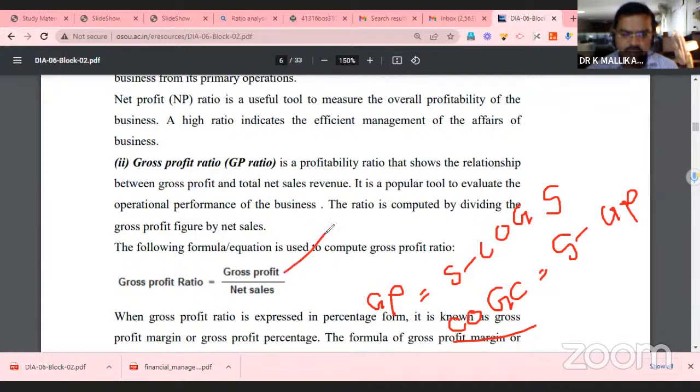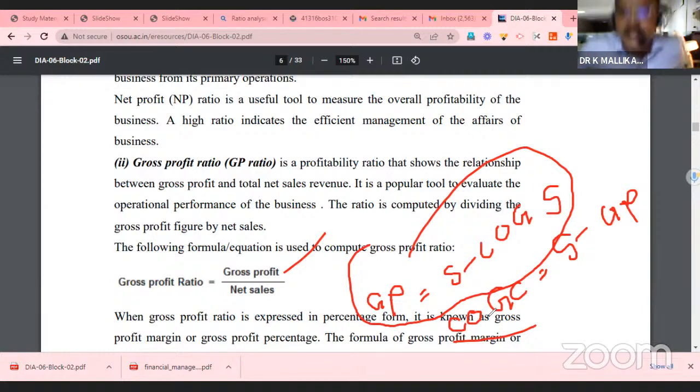First, you need to calculate gross profit. How are you going to calculate gross profit? Sales minus cost of goods sold. Sometimes the examiner wants you to calculate some other ratios. If you want cost of goods sold, what you can do is sales minus gross profit.